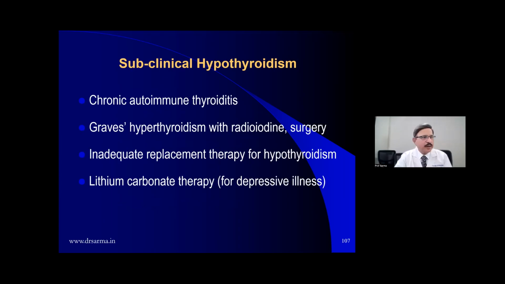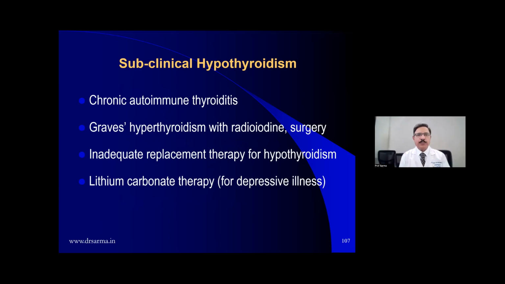Subclinical hypothyroidism. This, I already told you, is a chronic autoimmune thyroiditis. Sometimes Graves' hyperthyroidism, after radioiodine therapy and surgery, becomes hypothyroid. That will be subclinical only. Also inadequate replacement therapy from hypothyroidism, and lithium carbonate therapy and depressive illness.